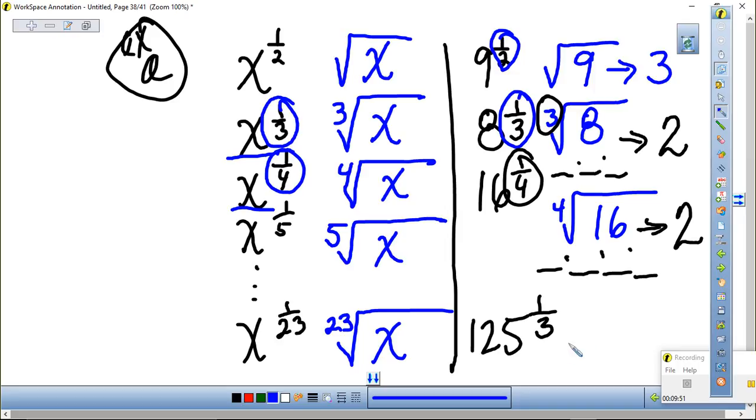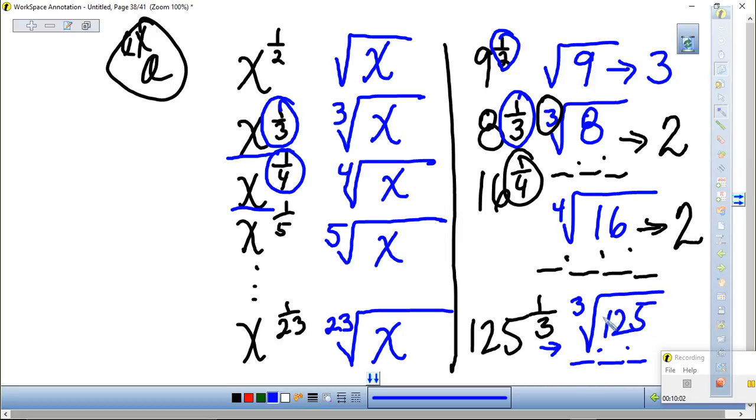Let's see. Who rewrote this like this? Radical, third index, 125. Which means what number times itself 3 times gives me 125? What was that number? 5. That is correct. So now, from this point forward, I want you to think about this.